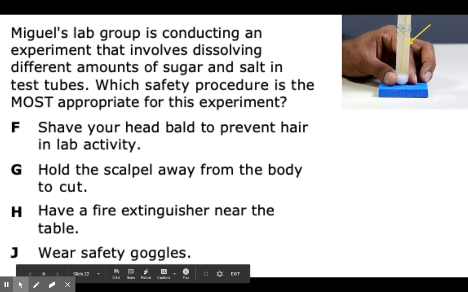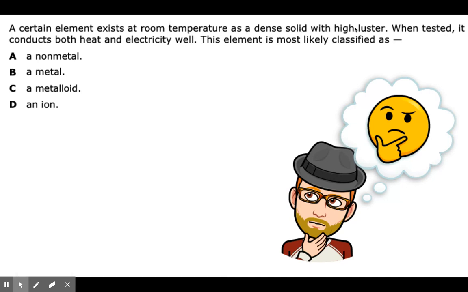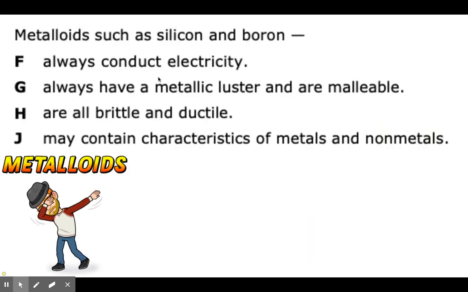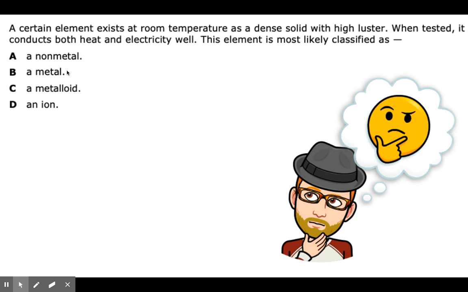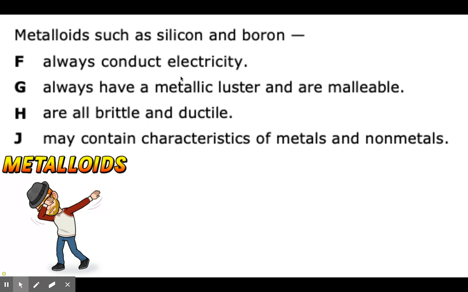That's the answer. A certain element exists at room temperature as a dense solid with high luster, shiny. When tested, it conducts electricity. What class of element conducts electricity? Metals. So obvious. Metalloids, such as silicon and boron, always conduct electricity? No, that's metals. Always have metallic luster and are malleable? No, that's metal. And in fact, most of the metalloids are not malleable, are brittle.